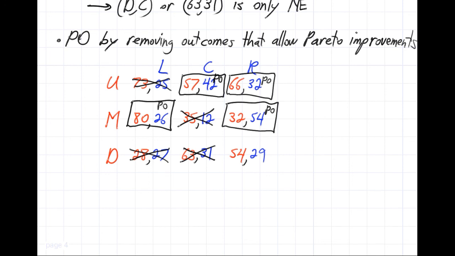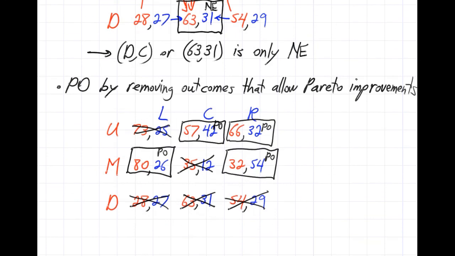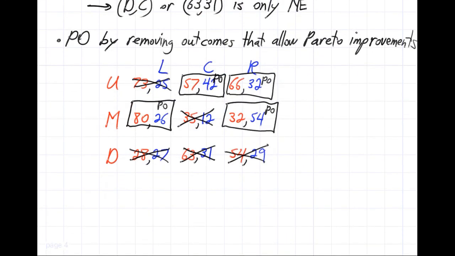And finally, 54, 29, we have to go through and look for something better than that. Oh, here's something. 66, 32 is better for both players, so that is not a Pareto optimum. There we go. We found 4 Pareto optima in this case, and you'll notice that none of them are the Nash equilibrium, which was 63, 31, down center. So that's weird.